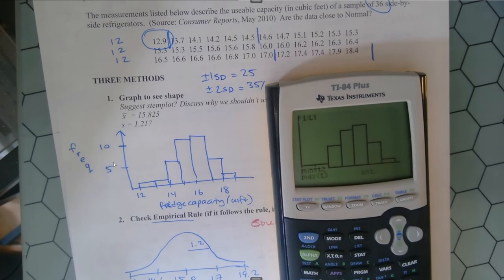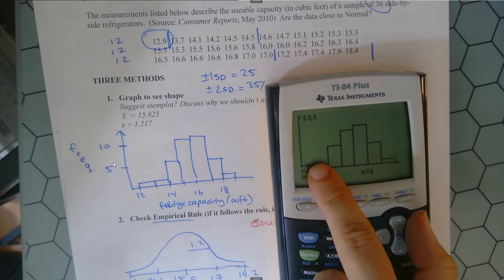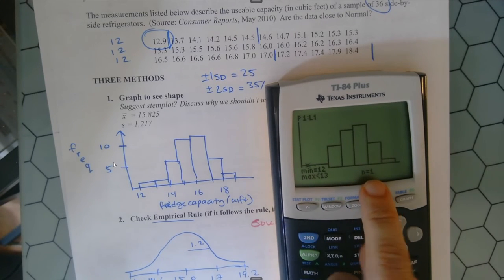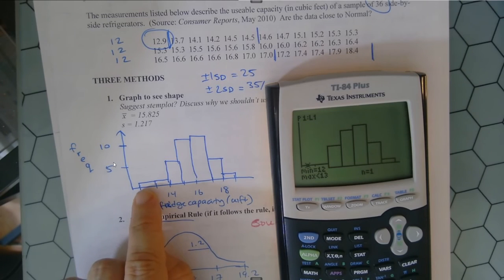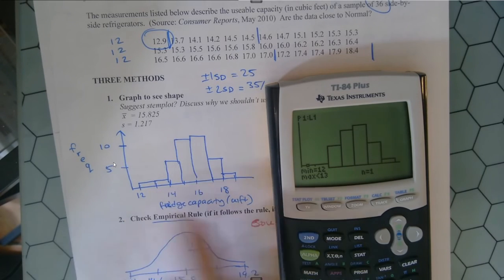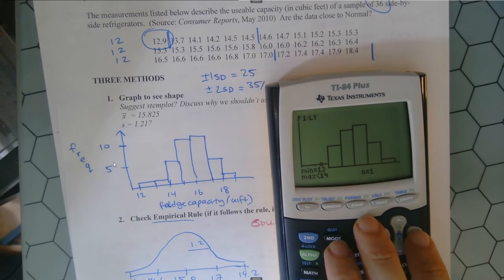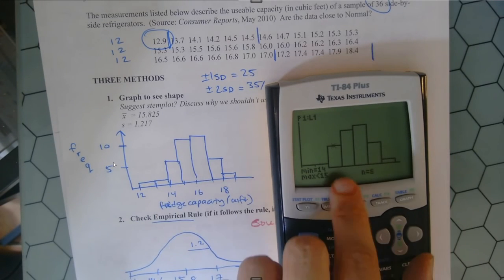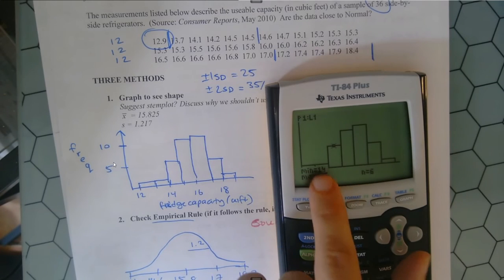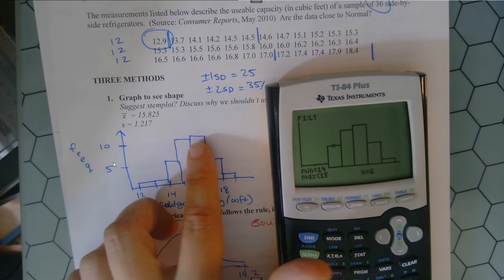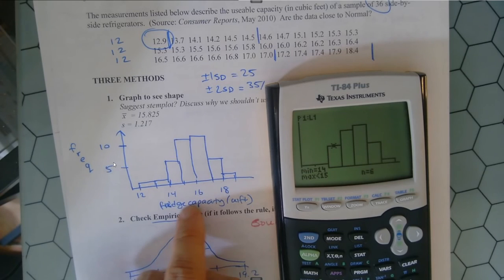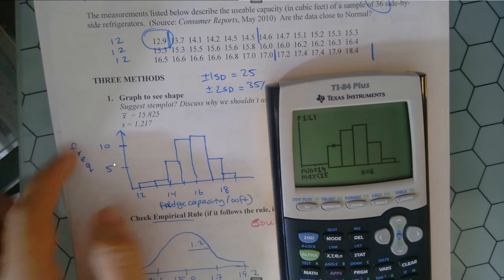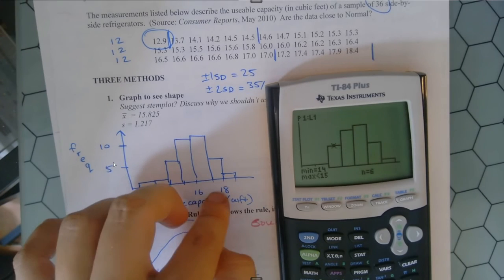I'm going to trace it. And as you trace, it is telling you for each bar where it starts, where it ends, and how many things are in it. So there's 1 fridge from 12 to 13 cubic feet. And if you scroll to the right, it reads the next one. So there's 1 fridge from 13 to 14. This next one is 6 fridges from 14 to 15 cubic feet. So you just read that and carefully sketch it. Heads up, fridge capacity in cubic feet is the label. And this is frequency. This is not actually a second variable. This is just how many of each of these I have.